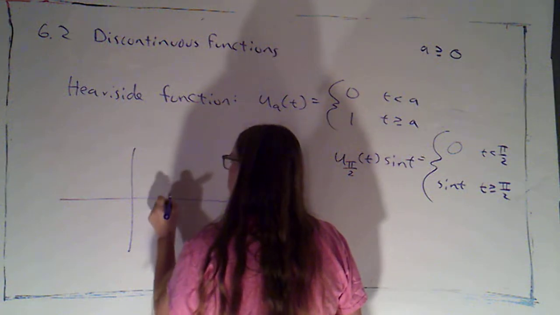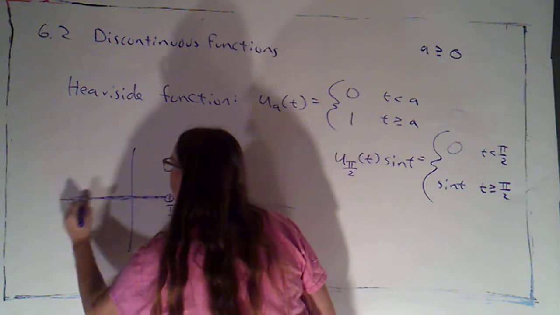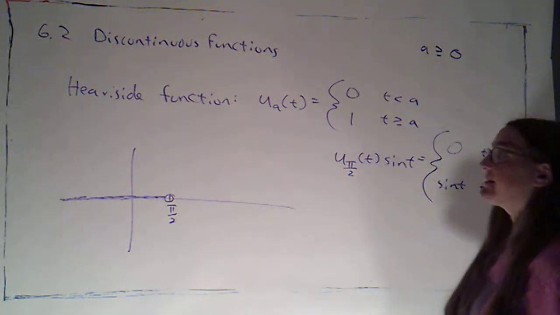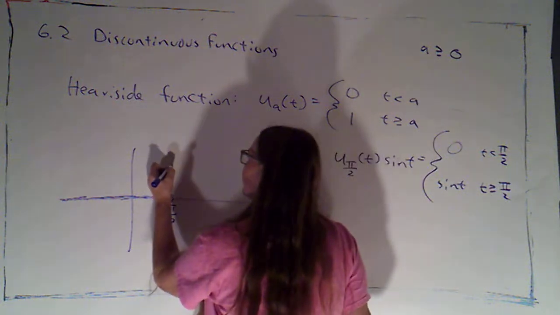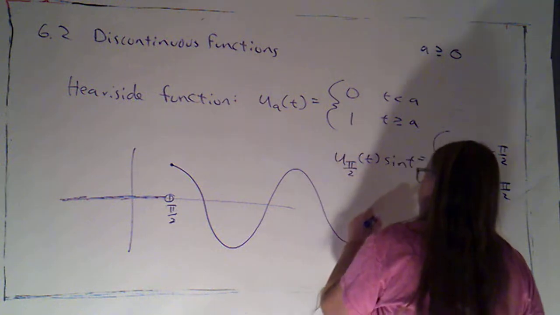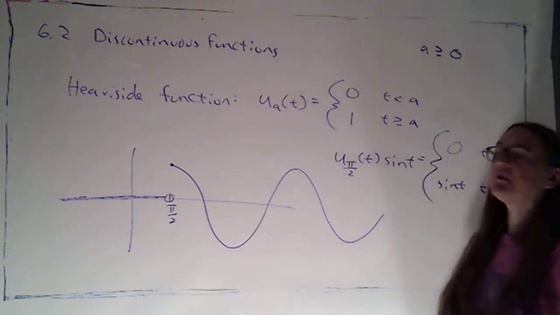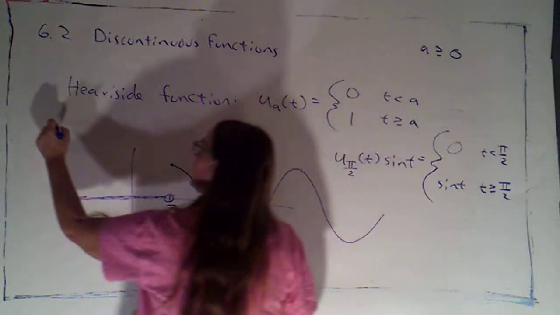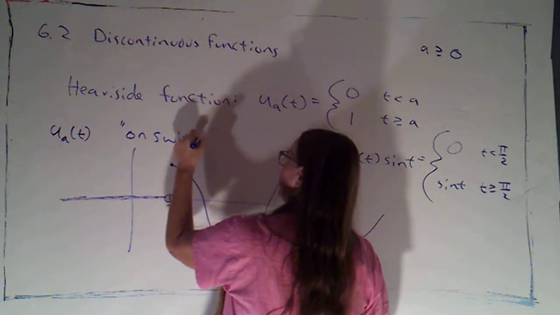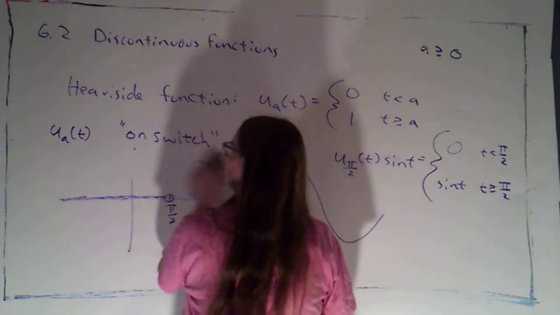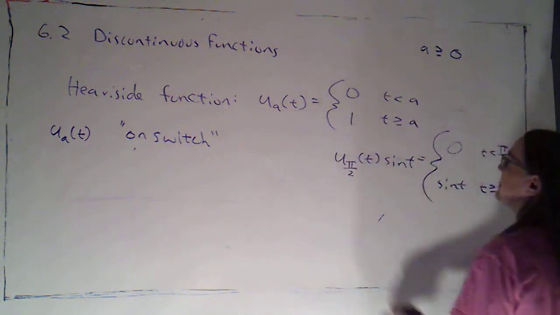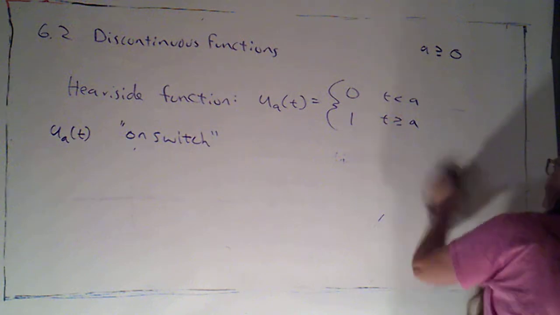here's pi over 2. To the left of that, the function is turned off. I'm just getting 0. At pi over 2, the sine function suddenly turns on. Sine of pi over 2 is 1, and so now I've suddenly got my sine function. Okay. And then it continues on forever and ever and ever. So I can think of mu sub a of t as being sort of like an on switch. Turns a function on.